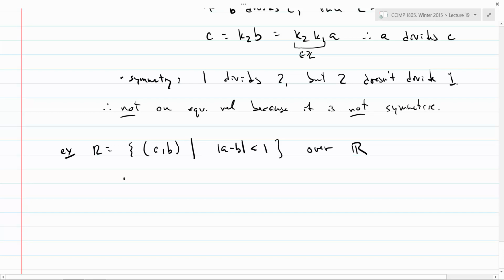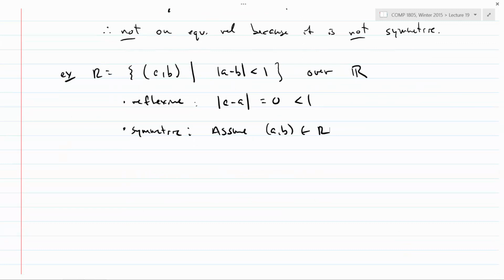All right, so let's do the usual checks. Is this reflexive? Well, the absolute value of A minus A is definitely 0, and that's always less than 1. So this thing is indeed reflexive. What about symmetric? Well, for symmetric, you assume that AB is in R. What does that mean? It means that the absolute value of A minus B is less than 1.